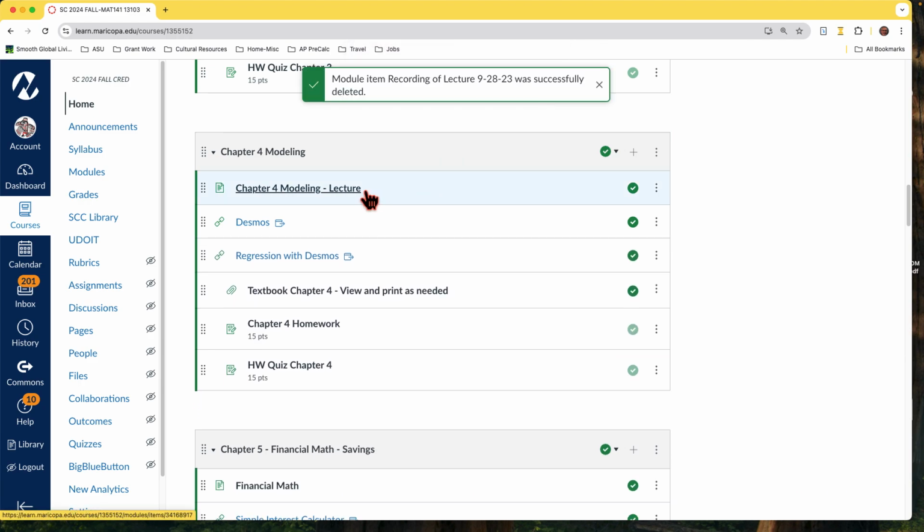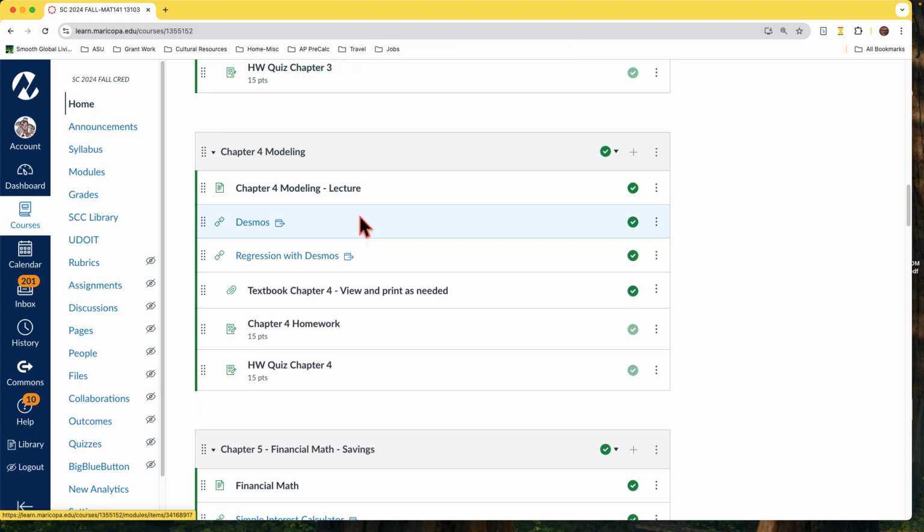So we've got our lecture. We'll go over that. There's a couple links here. There's a link to Desmos, which is a graphing calculator. That's what we're going to use to do our regression, what we're calling. What that is, is taking data, plotting it on a graph, and either fitting a line to it or fitting an exponential, which is sort of a J curve. So that's what we're doing today.